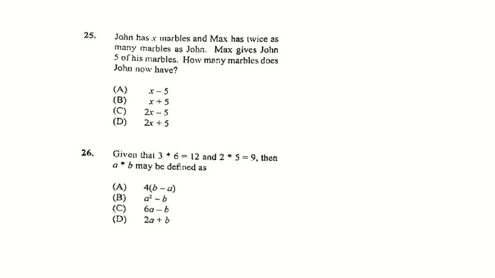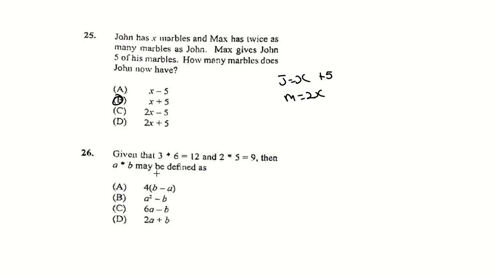Alright, number 25. John has X marbles and Max has twice as many marbles as John. Max gives John 5 of his marbles. How many marbles does John have now? So John has X. Max has twice. It doesn't really matter how much Max has because I'm asking for how much John has, right? So Max has twice as many marbles as John, so we could say Max is 2x. Max gives John 5 of his marbles, so John is getting an additional 5. How many marbles does John have? X plus 5, which is B.